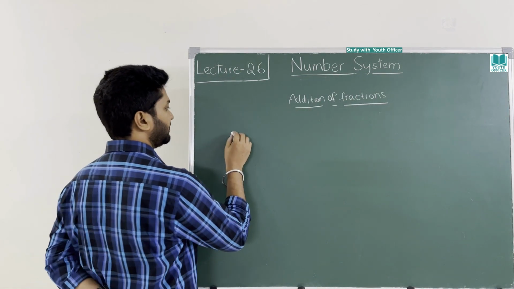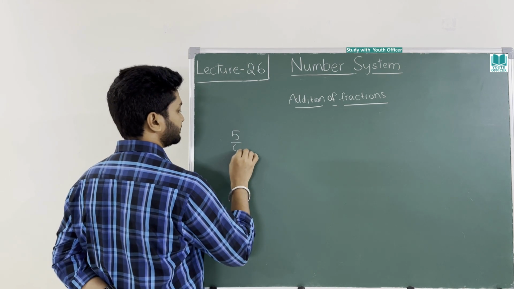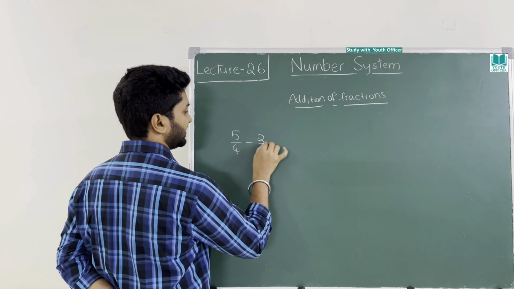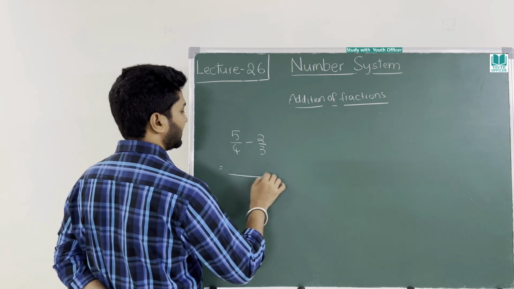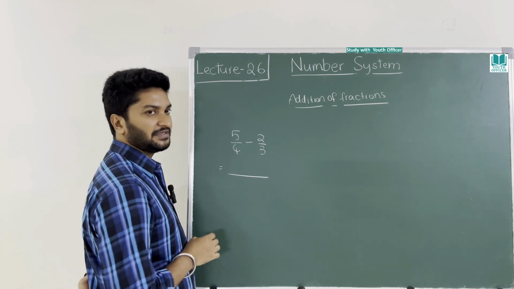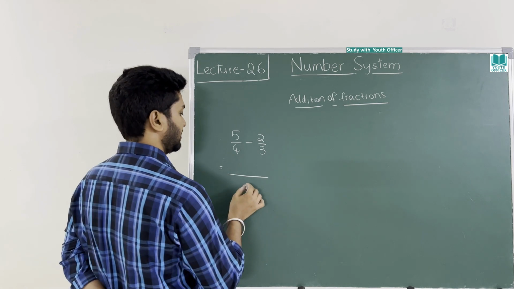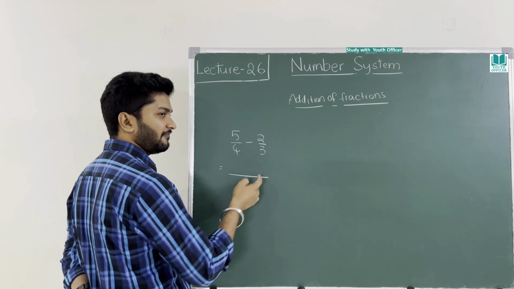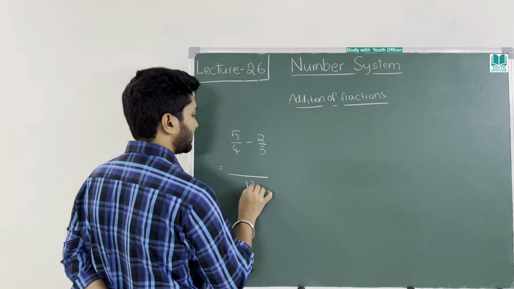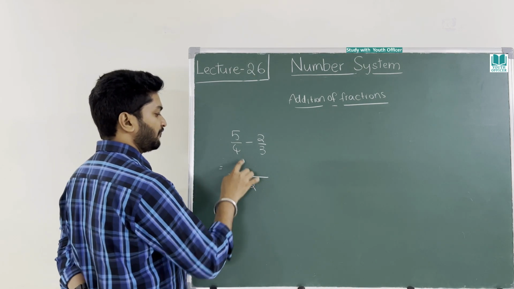Okay. If you take some 5 by 4 minus 2 by 3, directly you have to take LCM. 4 comma 3. LCM is, as they are co-primes, numbers next to each other, 4 comma 3 or 3 comma 4, directly you can multiply them.